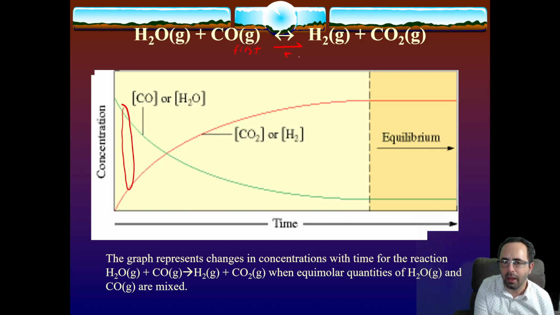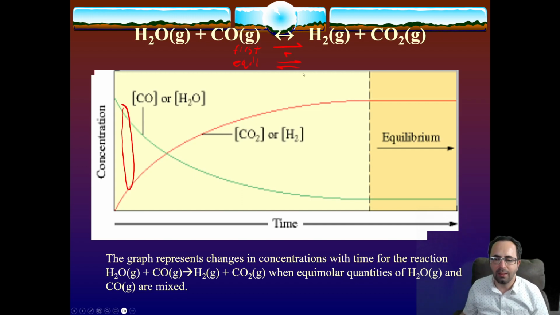So because we have very little products, the reaction is going very slowly in the reverse direction. But as the reactants get used up and we get more products, once we get to equilibrium, then the forward reaction is going the same speed as the reverse reaction. And at that point, the products are going to get used up as quickly as they're produced by the forward reaction. And so at that point, once we reach equilibrium, the reactants, there's still going to be some left.